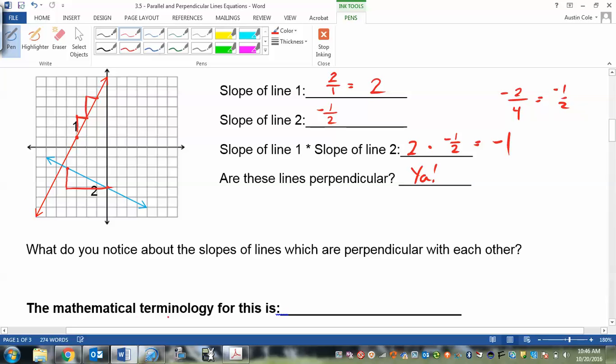So here it says the mathematical terminology for this is opposite reciprocal. So perpendicular lines have opposite reciprocal slopes. Again, opposite meaning opposite sign. If it's positive, it's negative. If it's negative, it's positive. And reciprocal means the fraction's going to be flipped.